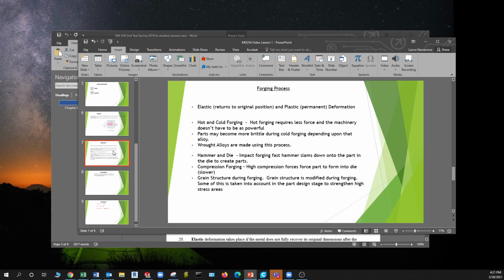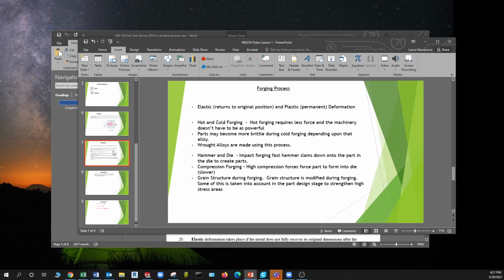So that's the hot and cold forging process, and be aware of the brittle parts. Raw alloys are made using this process, hot or cold forged. Just keep that in mind for the test.